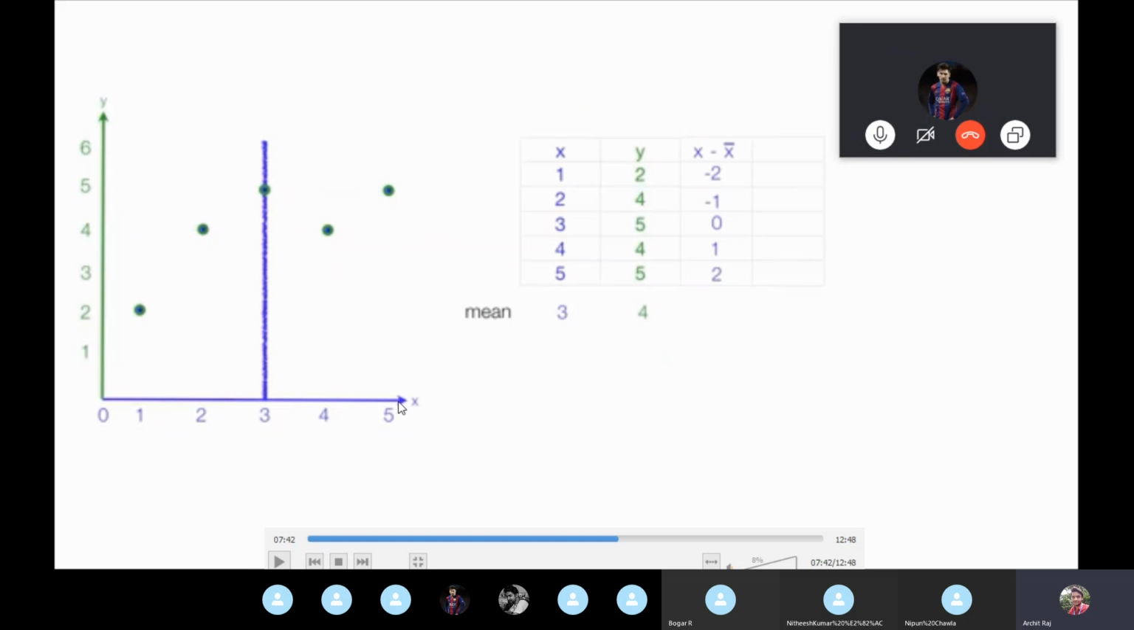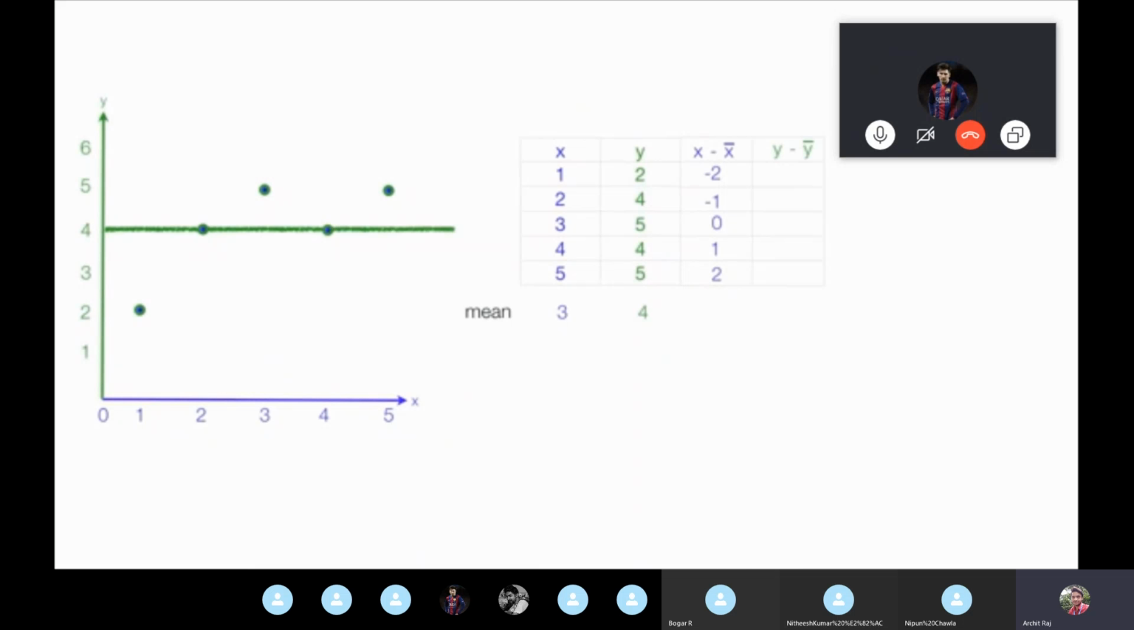Now we found x minus x bar, which is the mean. Now we're going to do the same thing with y minus y bar. We'll take the first condition, which is y equal to 2. We'll take that point and subtract the mean, which is 4. We'll get the value minus 2. Now for the second point, 4 minus 4 is 0. Similarly 5 minus 4 is 1, 4 minus 4 is 0, 5 minus 4 is 1. We found x minus x bar and y minus y bar.